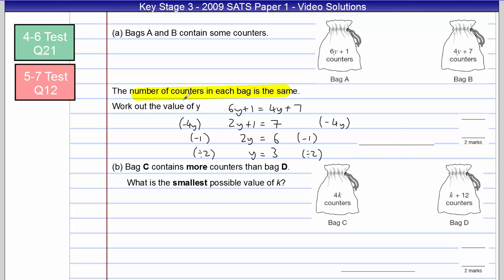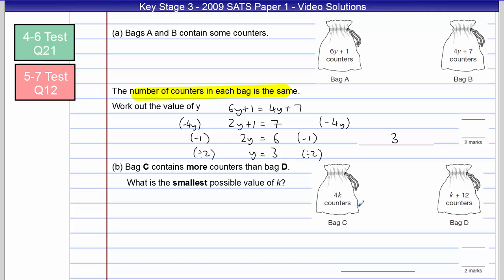So my final answer for work out the value of y is 3. In part B, it says bag C contains more counters than bag D. What is the smallest possible value of k? So that's saying that there are more in this bag than there are in this bag.